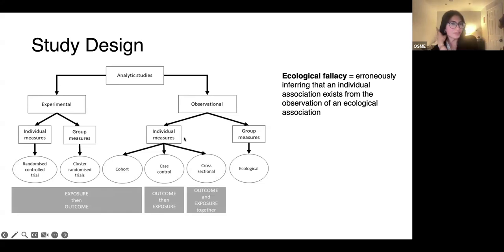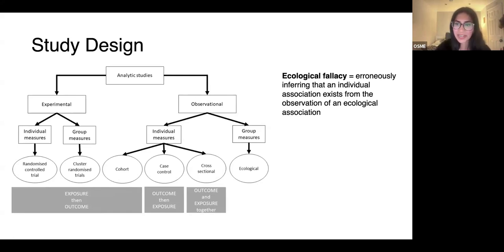Moving on to study design, and then we've got a couple of questions. We can split these into first experimental and observational. Usually they'll give you a study and you have to identify what type it is, or they'll give you a study with results and you have to quantify the risk. And we'll talk about those calculations later.